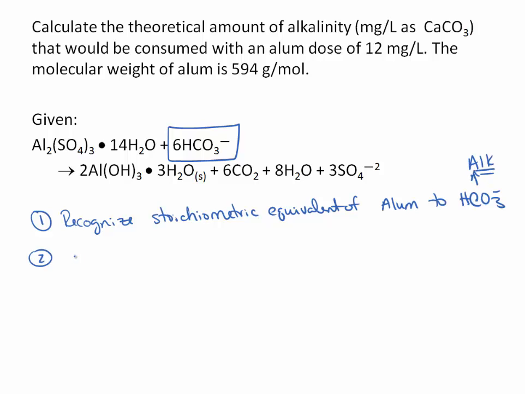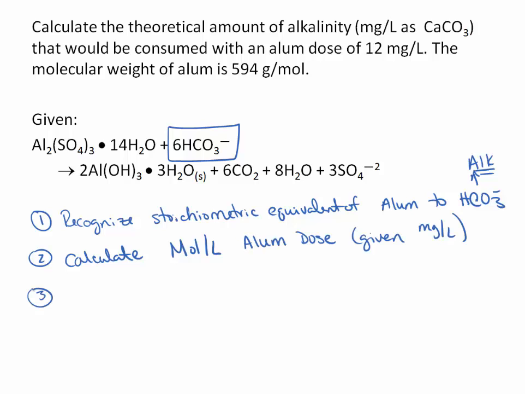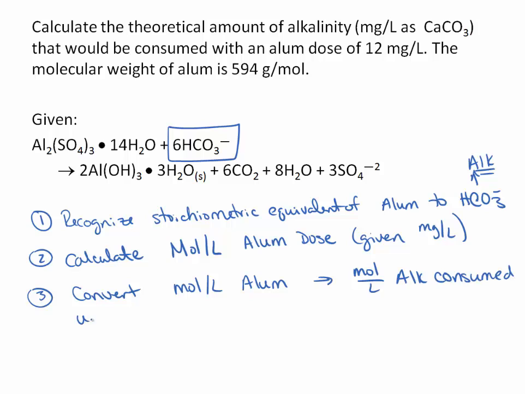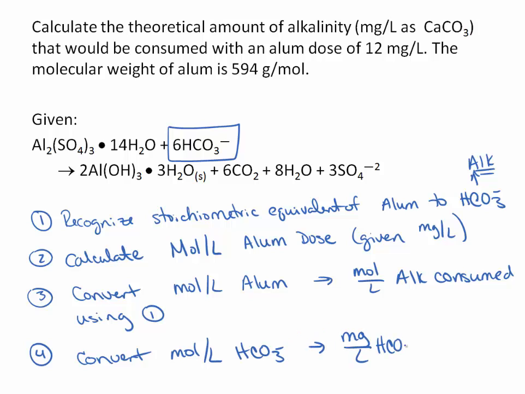The second step is going to be to calculate the molar concentration of alum. The third step is going to be to convert moles per liter of alum to moles per liter of alkalinity consumed using the stoichiometric equivalent in step 1. And the fourth step is going to be to convert the molar concentration of bicarbonate to the milligram per liter concentration of bicarbonate, and then to the milligram per liter concentration of calcium carbonate.